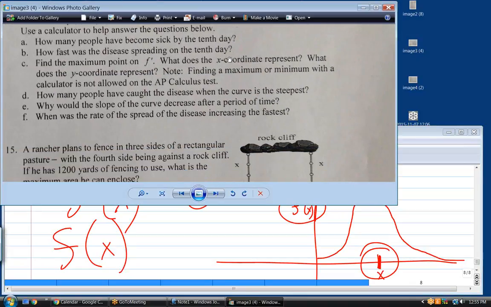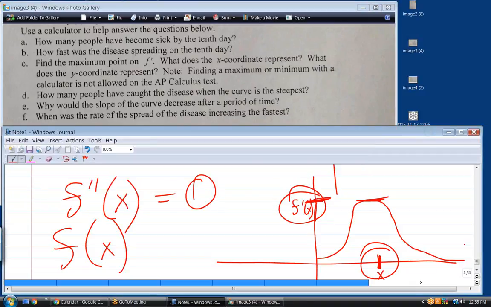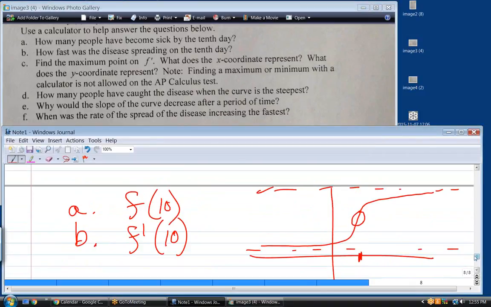All right. So that's how we answer D. Why would the slope of the curve decrease after a period of time? They're talking about the original function. Notice that as we go to the right on this logistic function, the slope decreases.